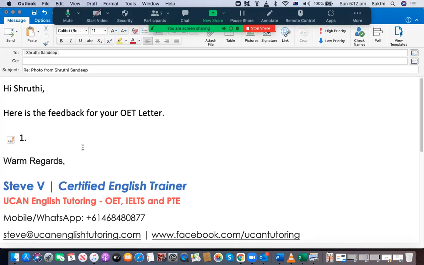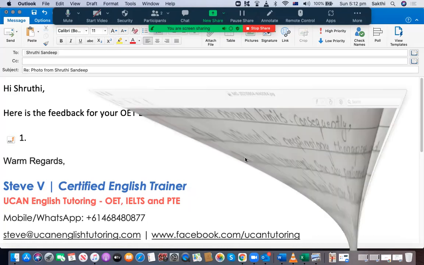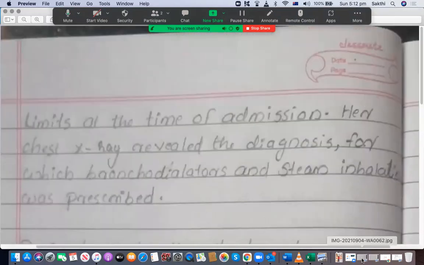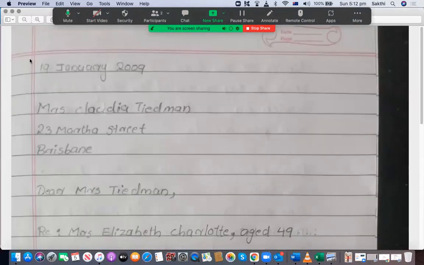Let's start the assessment now. Okay, let me go through the first page of the letter. So that's the first page, right? So that's the date. You have written the date on the top, so I'm happy with that. That's 19 January 2009.